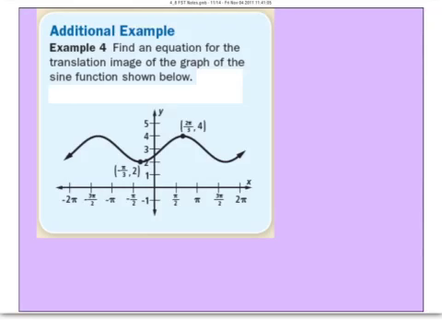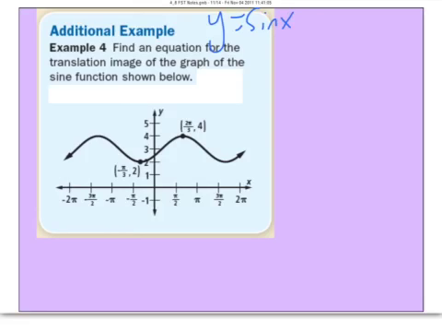Now, if you felt comfortable doing this on the previous slide, you may not have to listen to the whole thing, but I'm going to challenge you to do this. Find the equation for this graph. Sketch the parent function, and let's say y equals the sine of x is its parent. Think of what the translation rule would be, and then from there, write the equation.